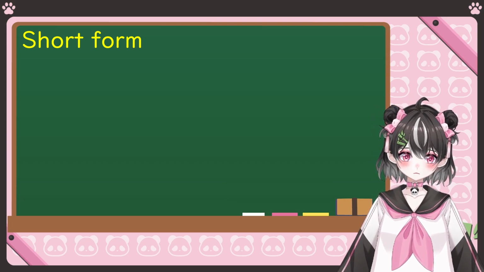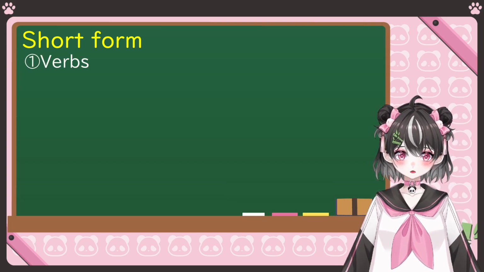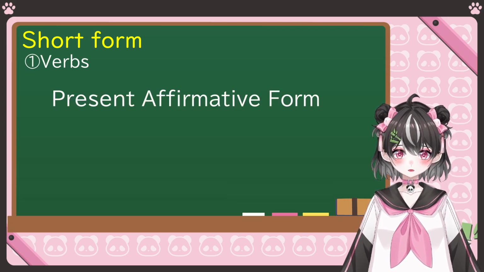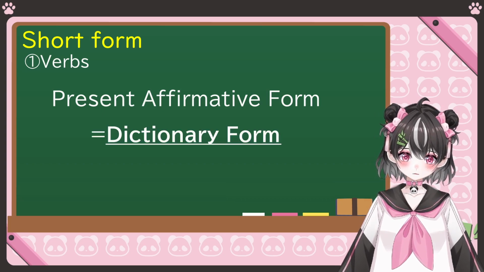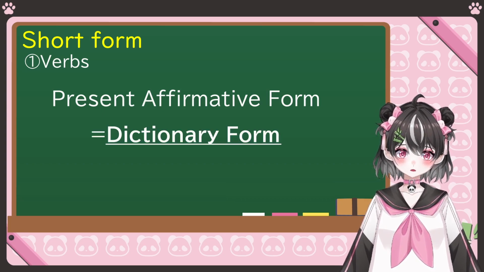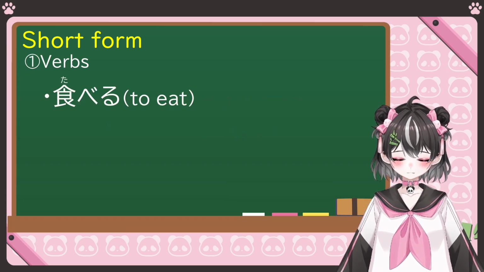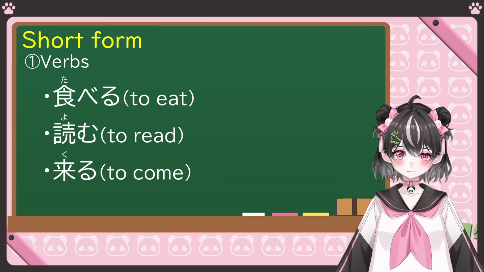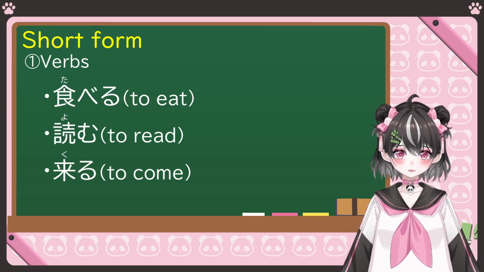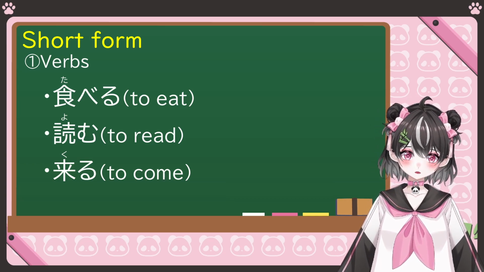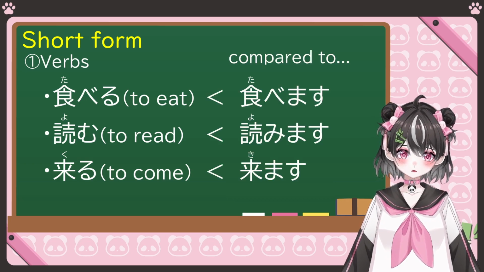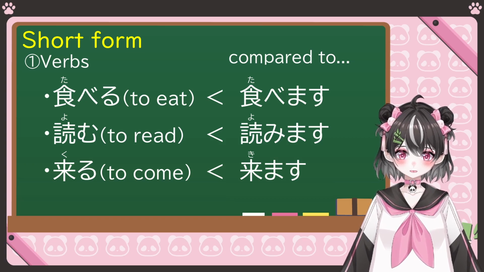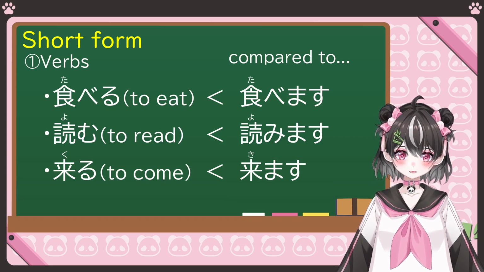Let's begin with the short form of verbs. The present affirmative form is simple. It's the same as the dictionary form. For example, verbs like 食べる、読む、来る。Actually, we call it short form because it's shorter than the ます form. That's probably why, but if it's just me thinking that, sorry.